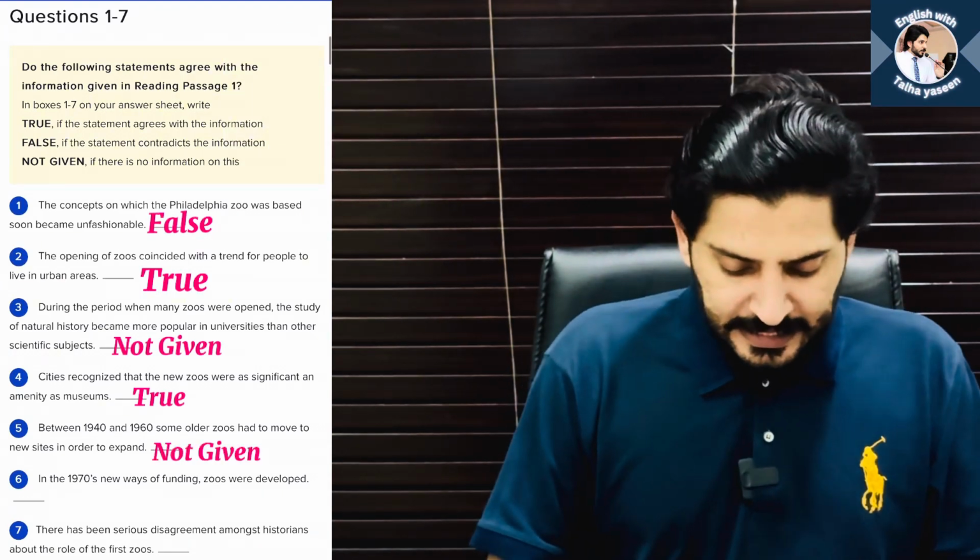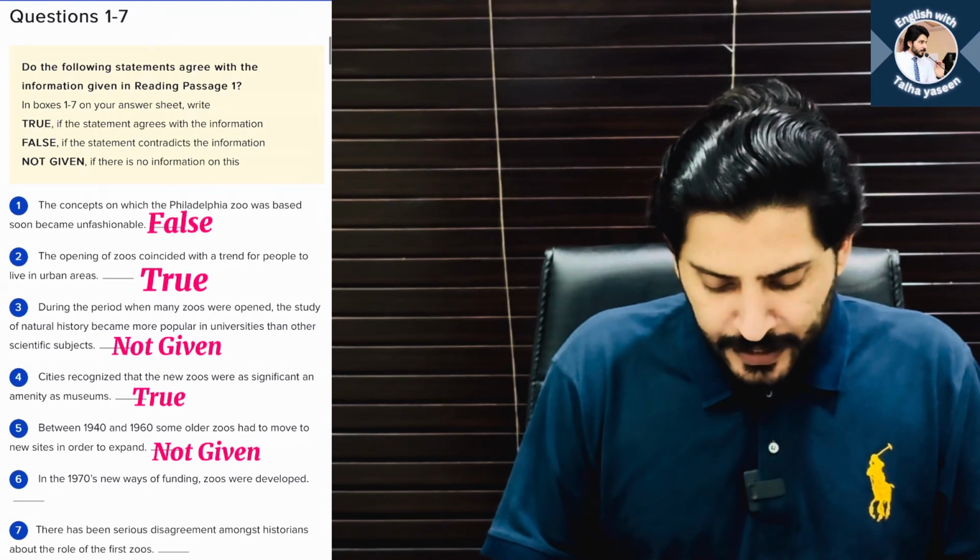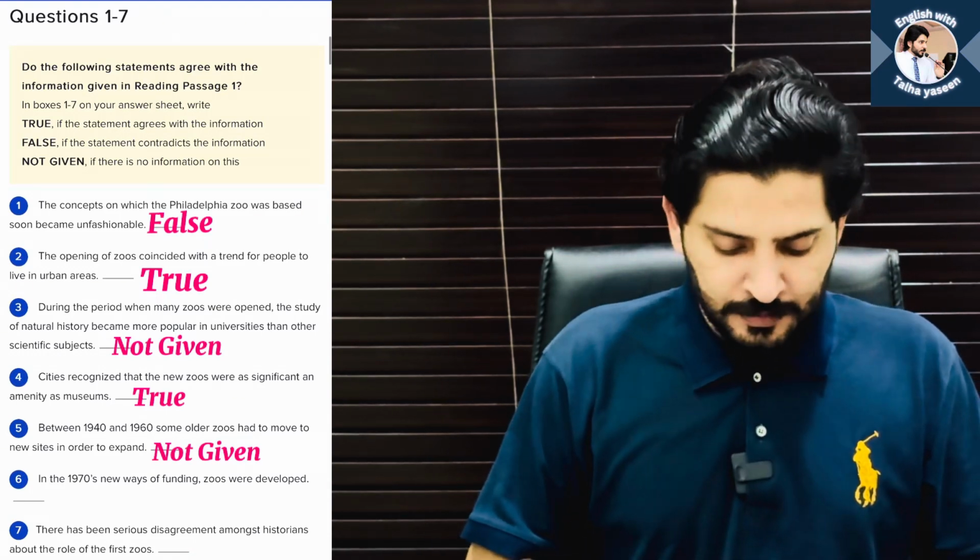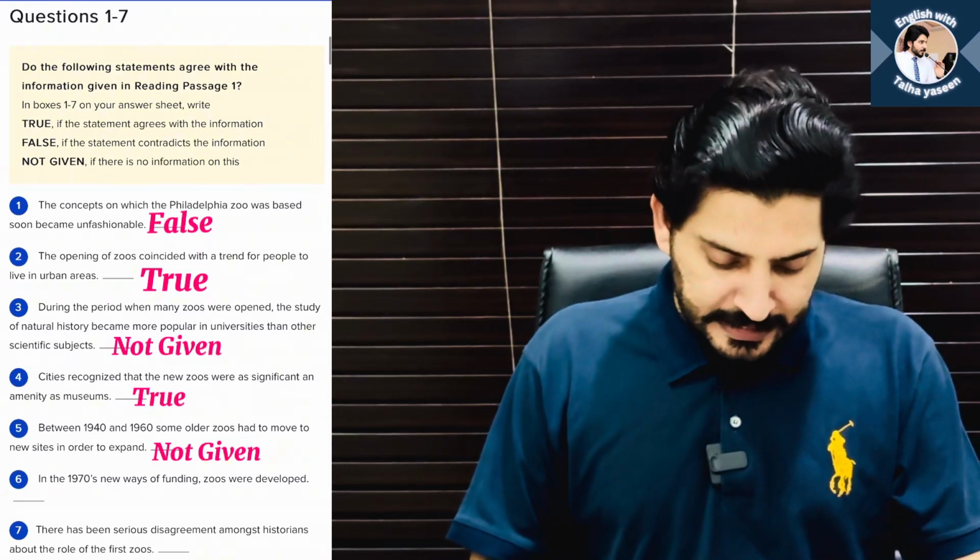Question number 6. In the 1970s, new ways of funding zoos were developed. Let's find the word 1970.